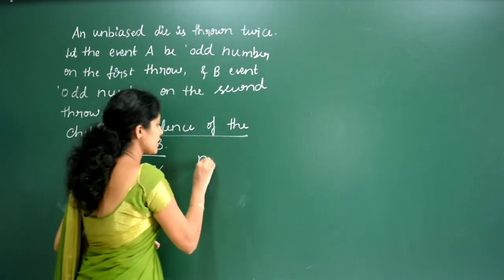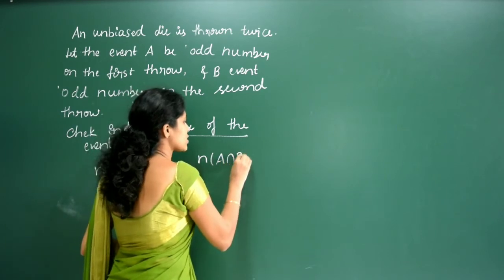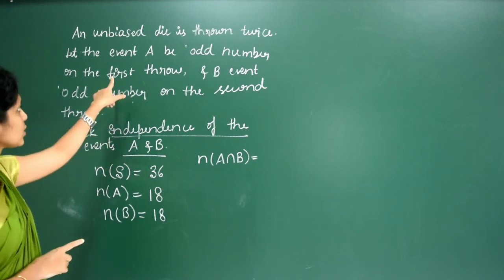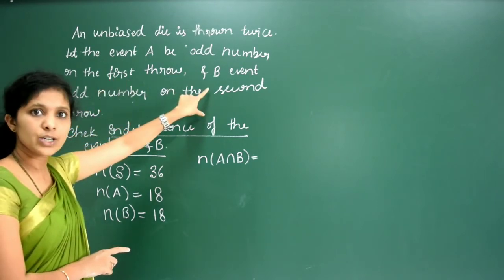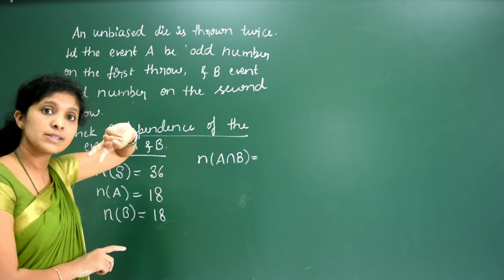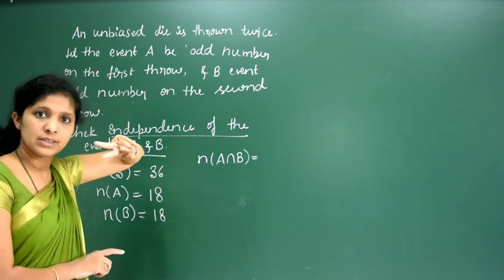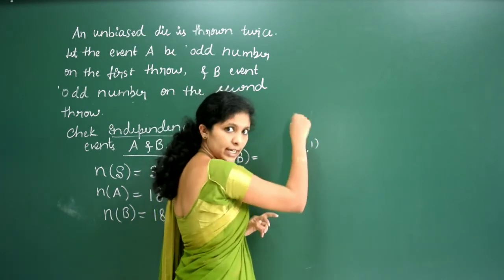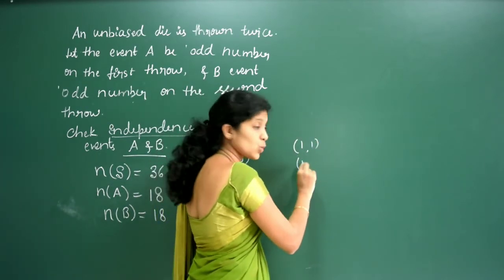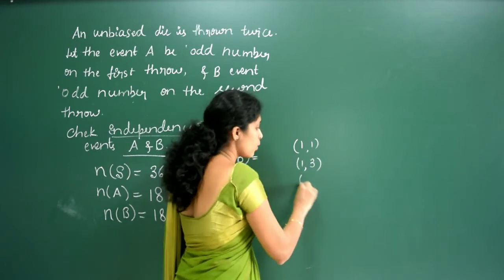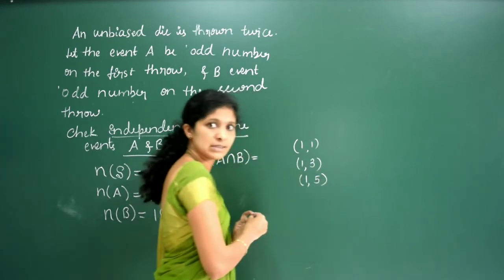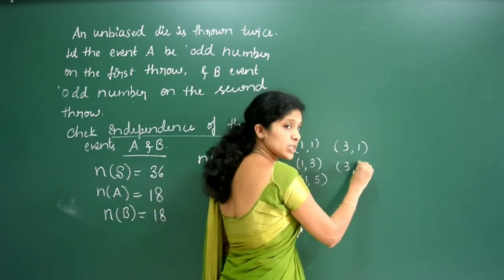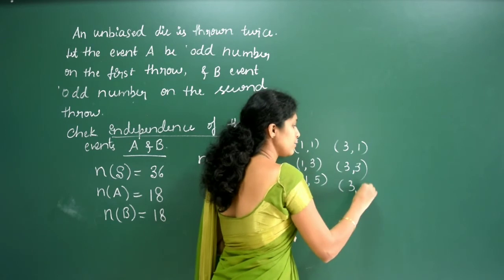Now can you say what is the number of elements in A intersection B? On the first throw it should be odd and on the second throw it should be odd. So intersection means both numbers should be odd. The possible numbers are 1,1, which is possible and will be in both. 1,2 is not possible. 1,3 is possible. 1,5 is possible. 1,6 is not possible. Then 3,1 is possible. 3,2 is not possible but 3,3 is possible. 3,5 is possible.